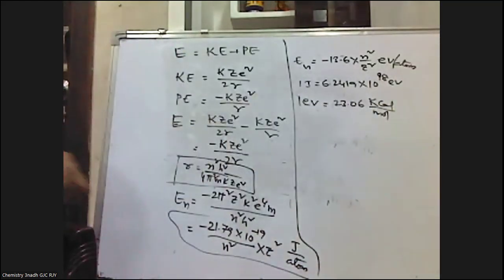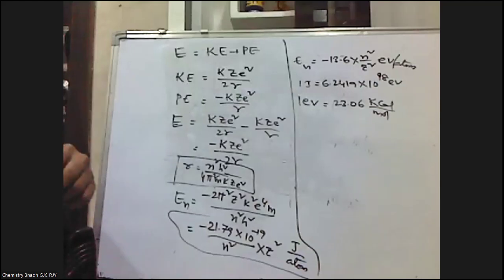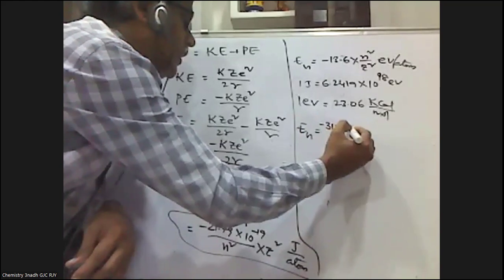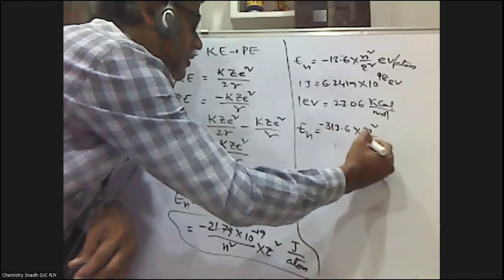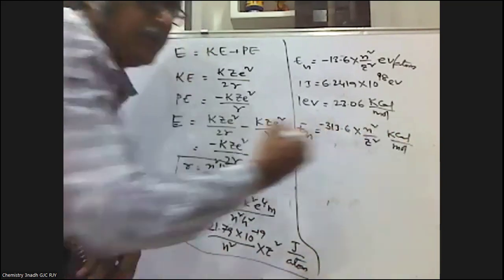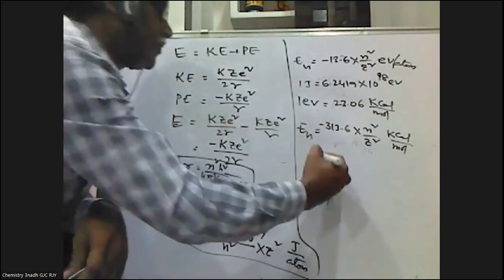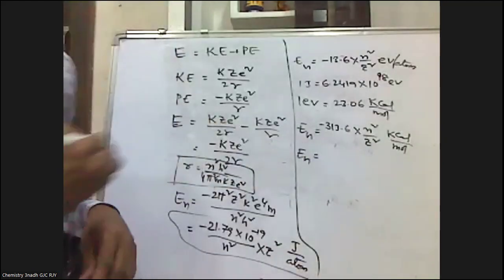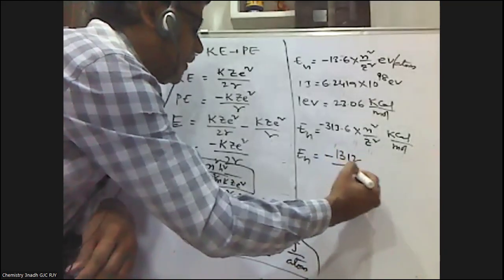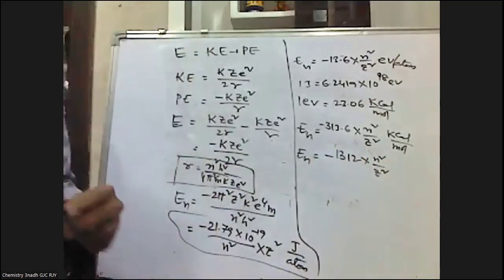Right? So this is in terms of joule per atom. This is for electron volt per atom. Then if we write in terms of kilocalories, minus 31.36 into Z square by n square kilocalories per mole. Then En is equal to minus 1312 into Z square by n square.